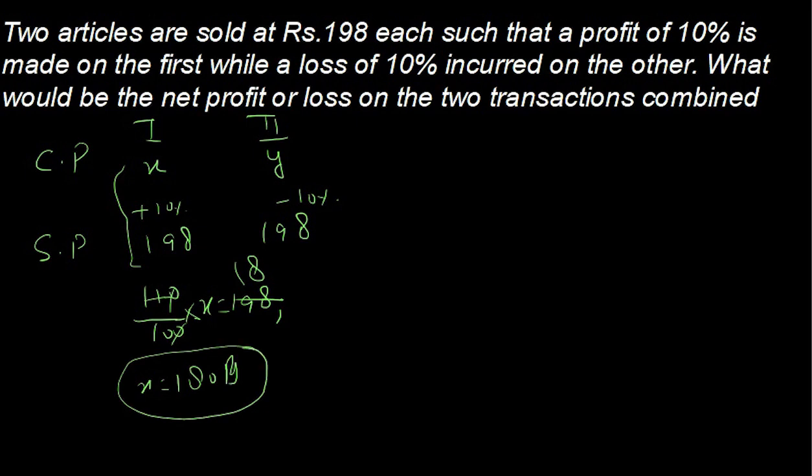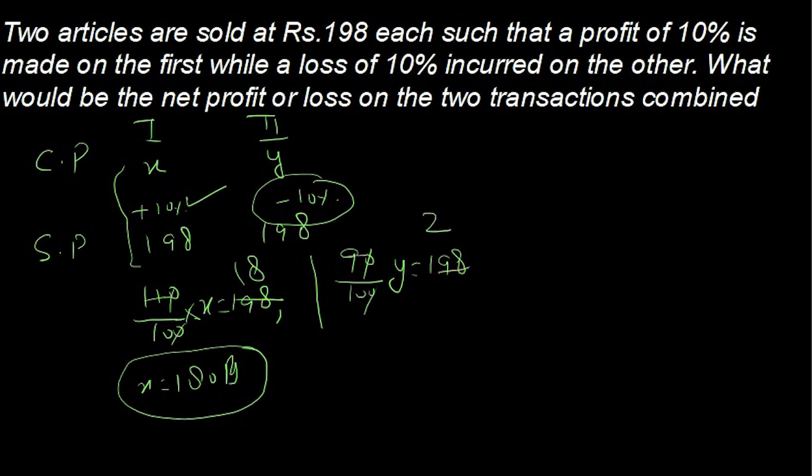सेम आप इस वाले के साथ अप्लाई करते हैं, लेकिन आपको इस बार 10% का प्रॉफिट मिला है तो आप क्या लिखेंगे? सॉरी, 10% का लॉस हुआ है. सो 10% का लॉस हुआ है तो आप लिखोगे 90% ऑफ y इज इक्वल्स टू 198 रुपीज़. तो यहाँ से काट दीजिए. 9 2 जा 18, 9 2 जा 18. सो वैल्यू ऑफ y इज व्हाट? 220 रुपीज़. तो यहाँ से आपके दोनों कॉस्ट प्राइजेस निकल चुके हैं.